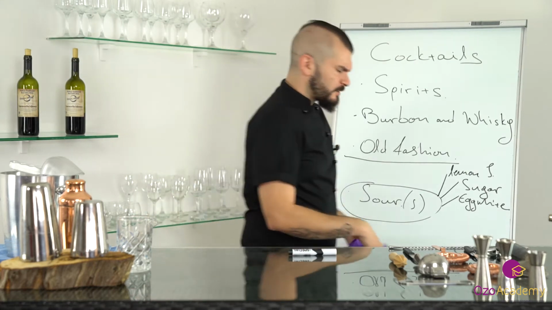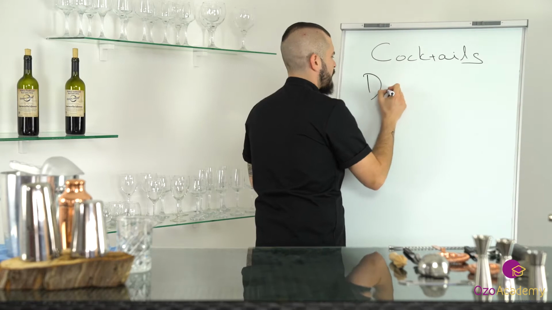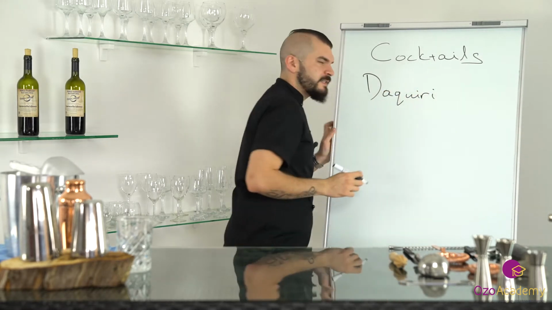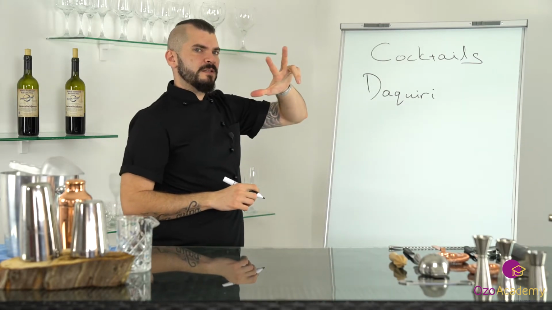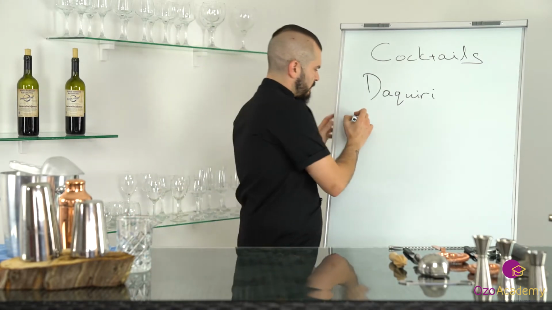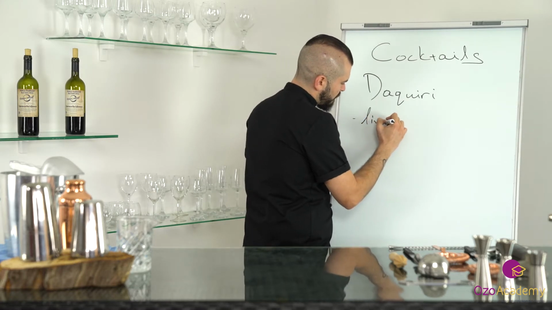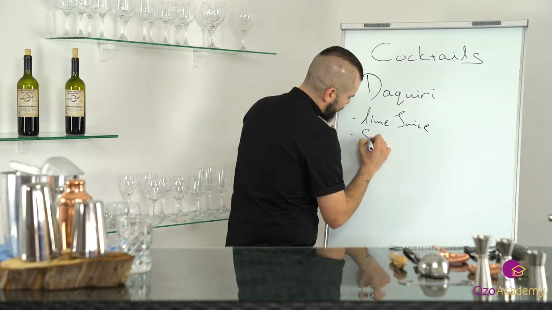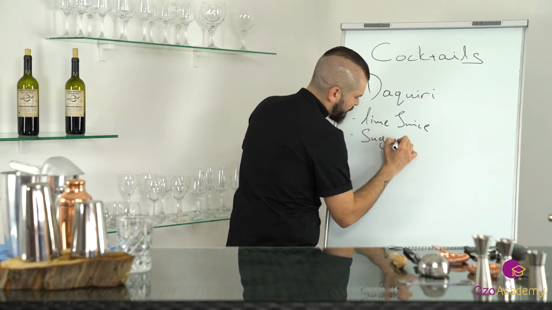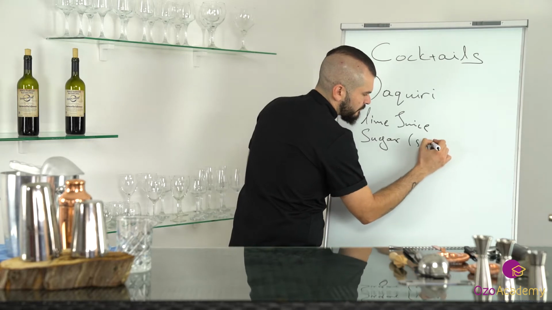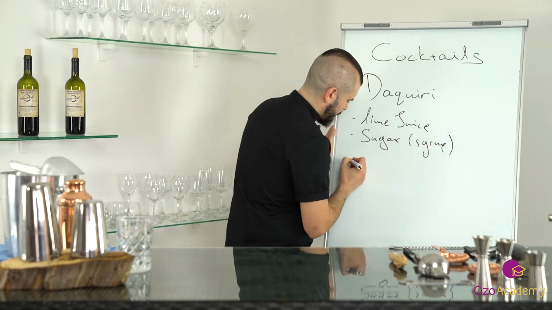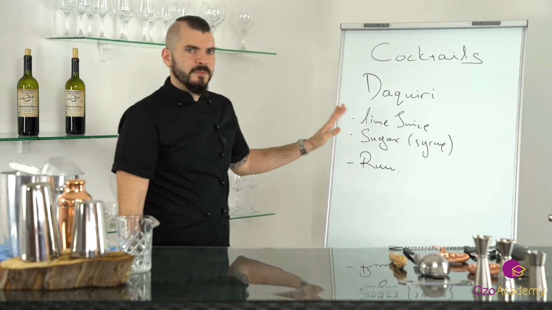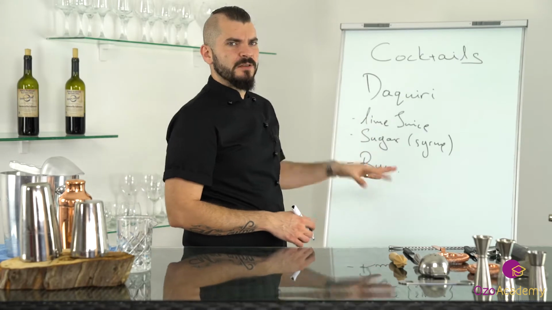Let's see other cocktails in general. Daiquiri. It's the easiest cocktail because it's just 3 ingredients. Lime juice, sugar, nowadays even syrup, and rum. Simple. It's the simplest cocktail. 3 ingredients only.